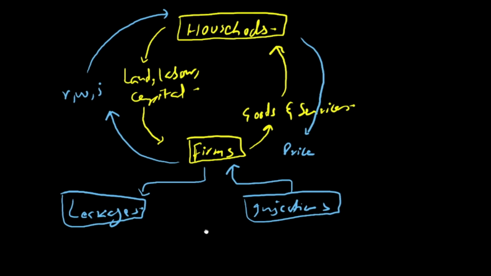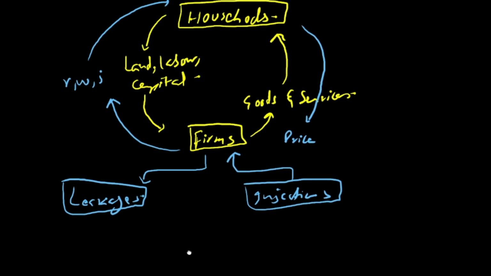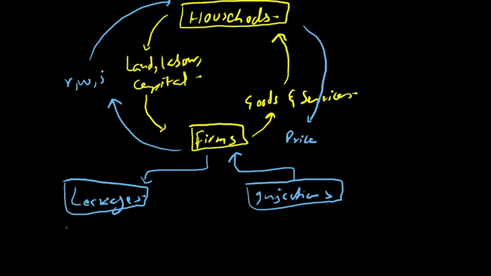So what are those ways of injections and leakages in a four-sector economy? In a four-sector economy, leakages take place when people save money. So the first kind of leakage is saving, and firms or households both may save money in the financial sector. And the second thing is taxes.